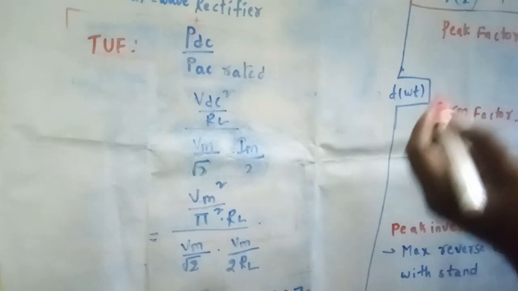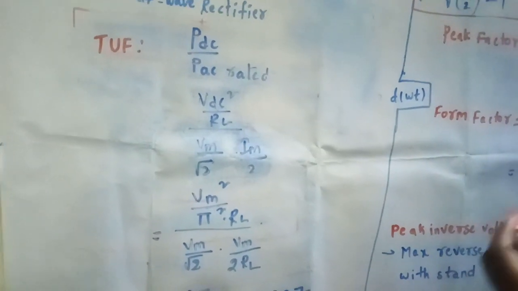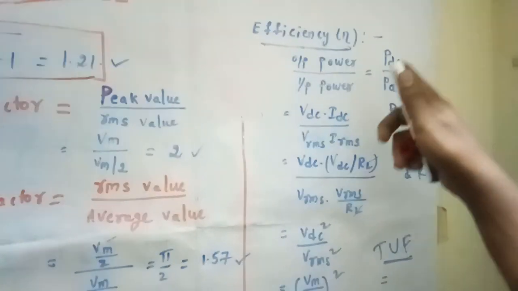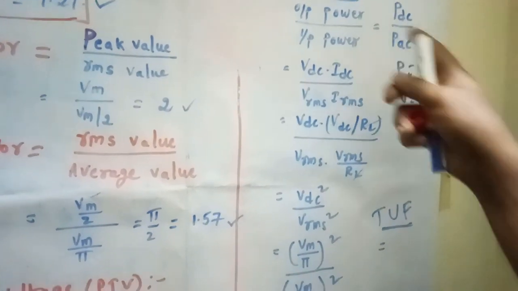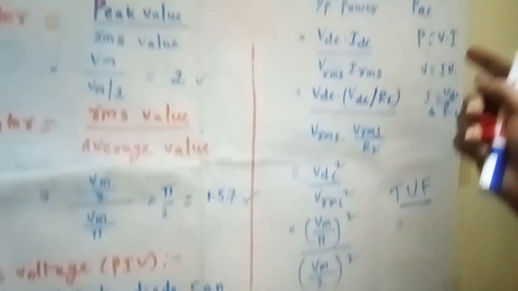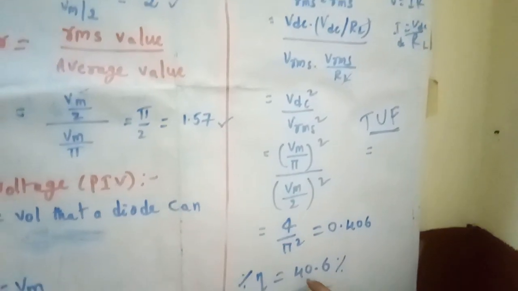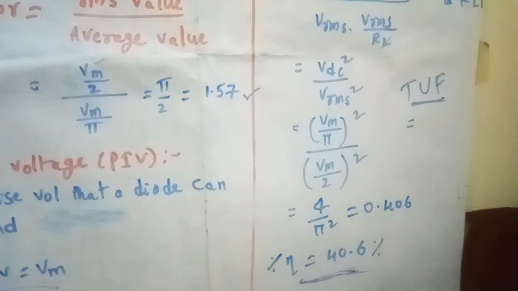Now students, we will continue with the half wave rectifier. In the last class we discussed efficiency, that is eta, output power by input power. Exactly the same way, we will go for the next parameter. Here our efficiency is 40.6%. Then we will go for the next parameter, that is the transformer utilization factor.